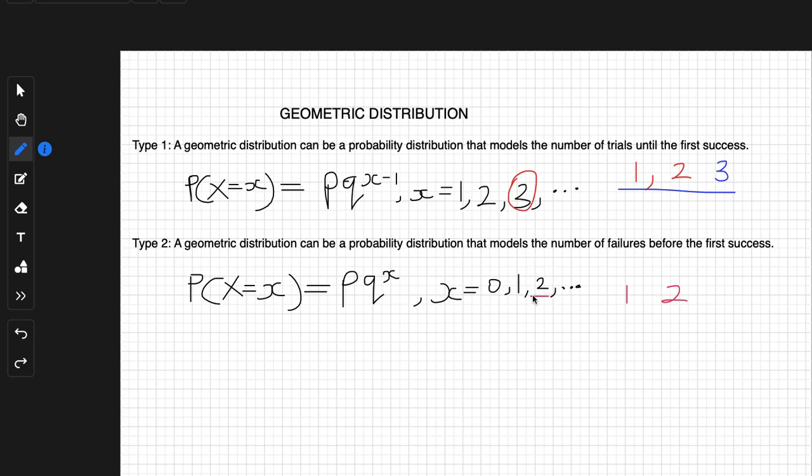That's the meaning here. So in this case, if we got the success at the 3rd attempt, then this particular distribution will say we had 2 failures before the first success. All right, but this particular distribution, the type 1, will say, no, we had 3 attempts.